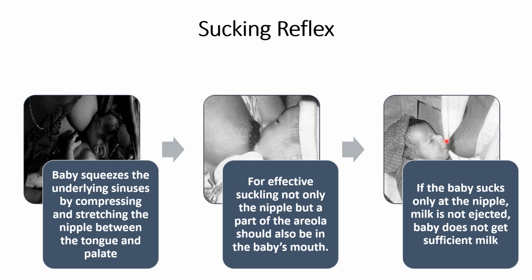Here in this image you can see this is a bad attachment. So if the baby sucks only at the nipple, milk is not ejected. The baby does not get sufficient milk and sucks more vigorously, and sore nipple can also result. So always for the sucking reflex we have to keep in mind that we have to explain all the signs of good attachment.